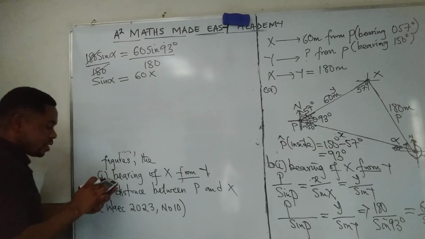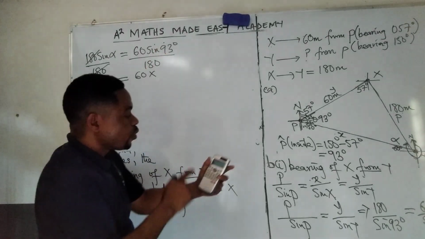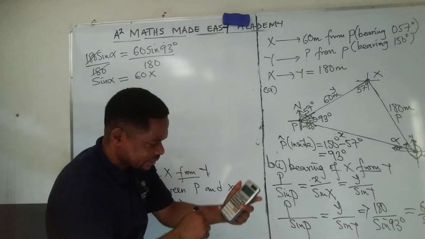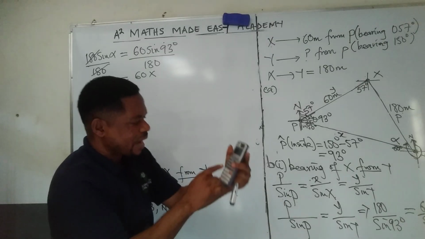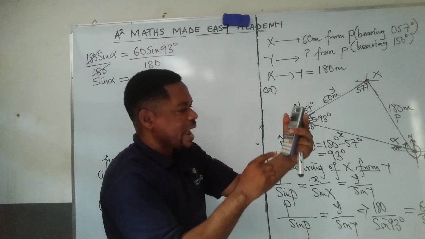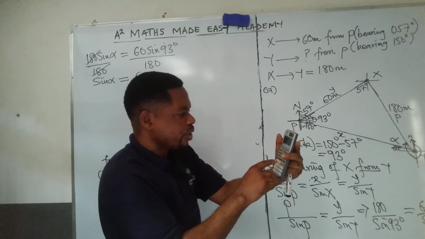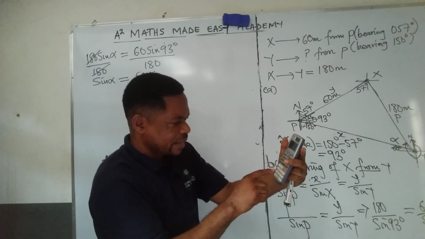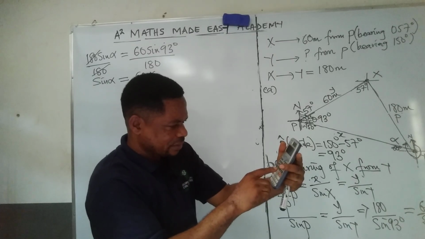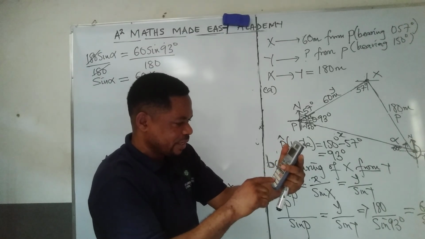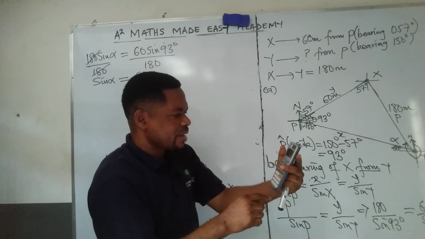Then I will multiply. What do you think will be the next thing? I will now punch sine 93 degrees. Are you with me now? Now this is sine 93 degrees. I will punch sine 93 degrees. So watch this now. This is sine, then you punch 93. So this is my sine. I will punch 93 degrees. What is the answer?